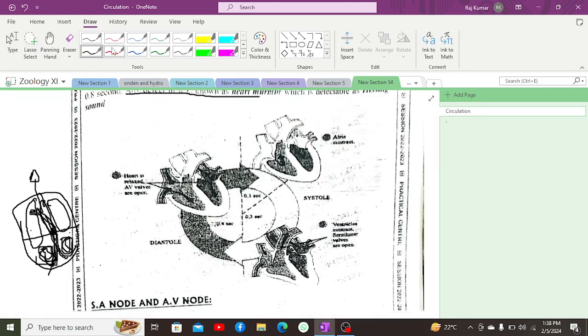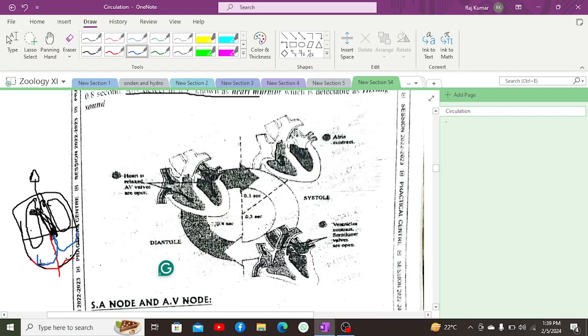Let me try to draw it again. It's a bit messy. Right. So here, as you can see, the structure is arranged in such a manner. The bundle of His arises, first goes straight and then branches into the left ventricle first, because the left ventricle is nearer to the bundle of His, and then it branches to the right and continues towards the right ventricle.